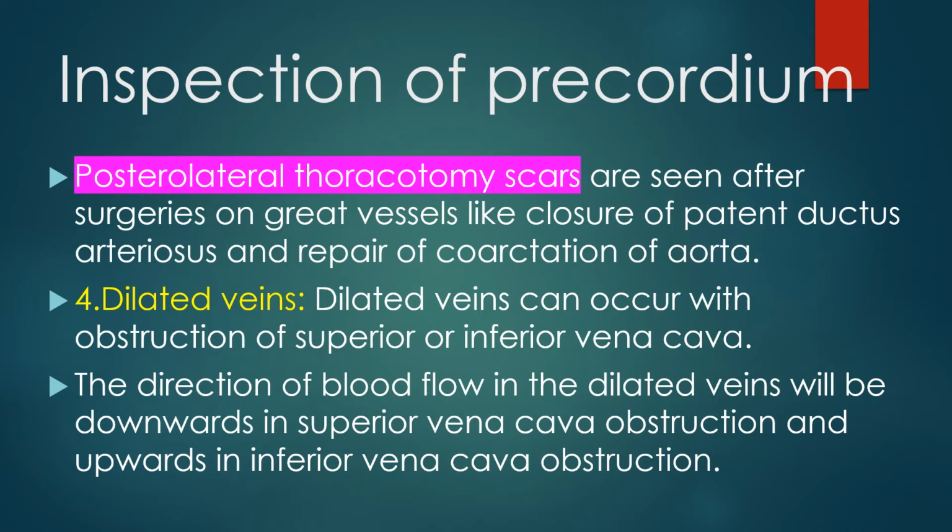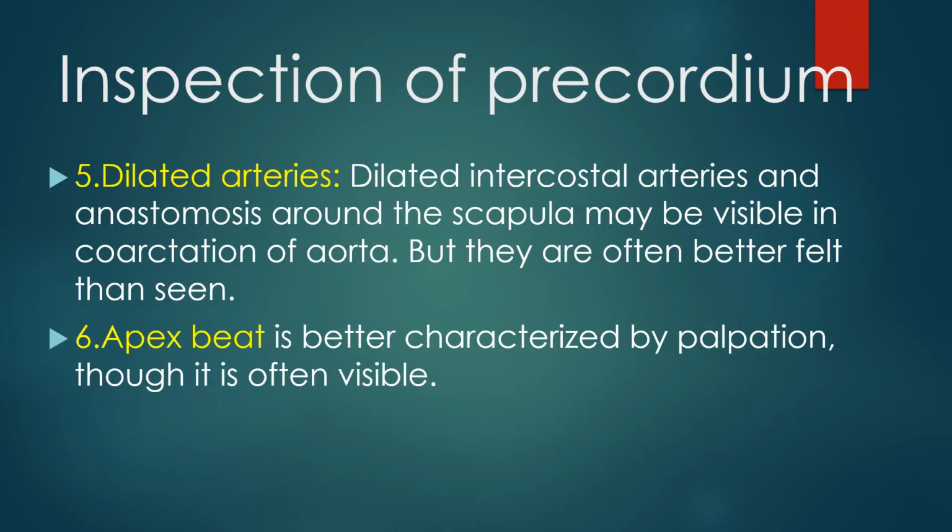Fourth category are the dilated veins. Dilated veins can occur with obstruction of superior or inferior vena cava. Direction of blood flow in the dilated veins will be downwards in superior vena cava obstruction and upwards in inferior vena cava obstruction. Fifth, dilated arteries. Dilated intercostal arteries and anastomosis around the scapula may be visible in coarctation of aorta, but they are often better felt than seen. Apex beat is better characterized by palpation, though it is often visible.